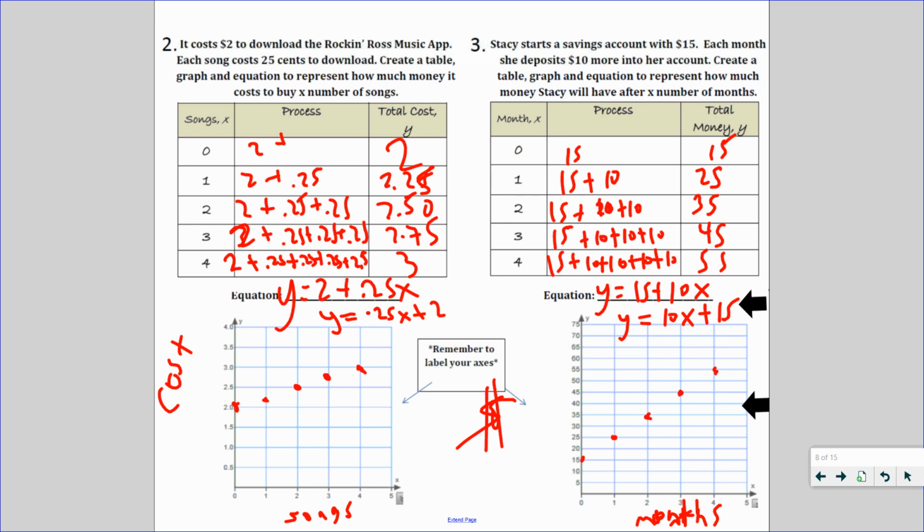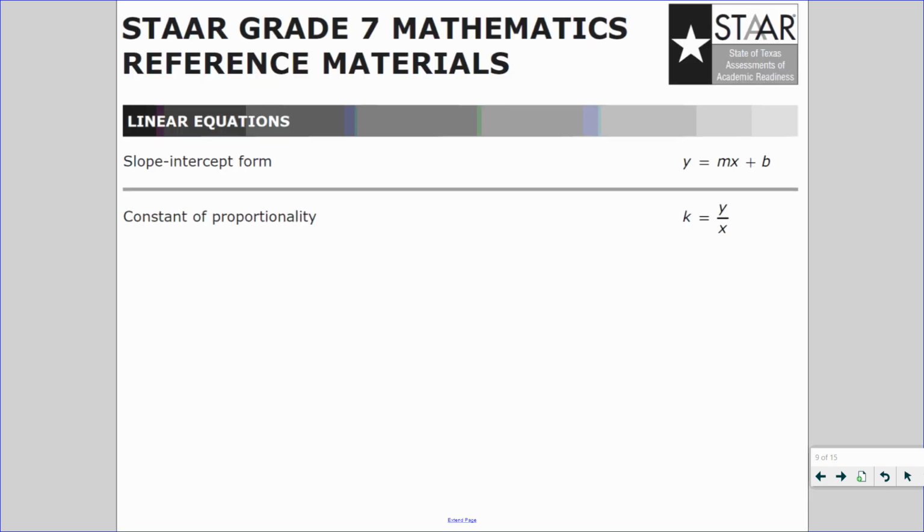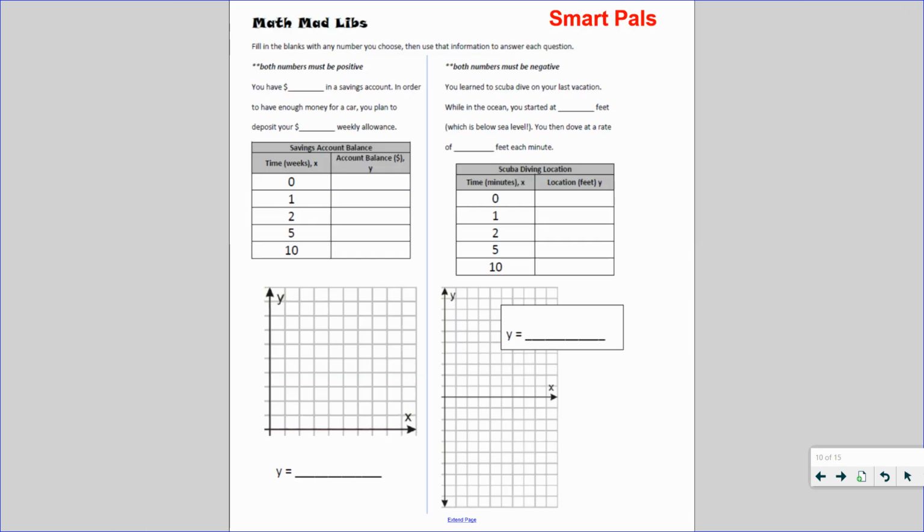All right, so next part. What we're learning is how to write an equation in the form of y equals mx plus b. The last part of it is just for fun. You are going to create your own different stories and share them with the class. So for example, you have blank dollars in a savings account. I'll put $7. In order to have enough money for a car, you plan to deposit your, let's say, $100 weekly allowance because you're rich.